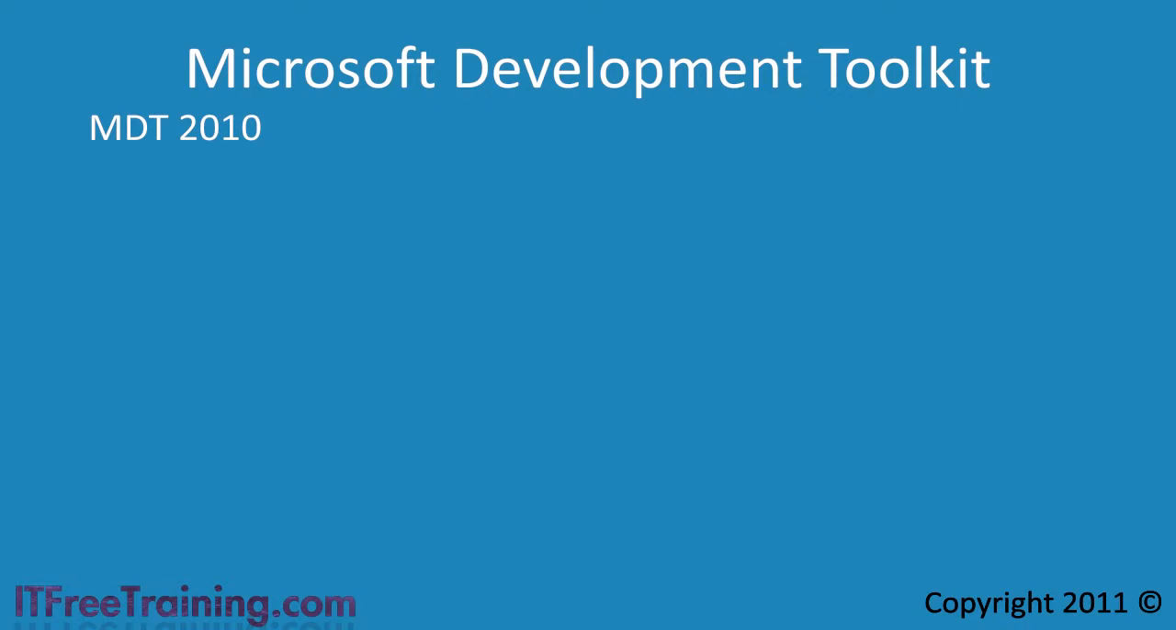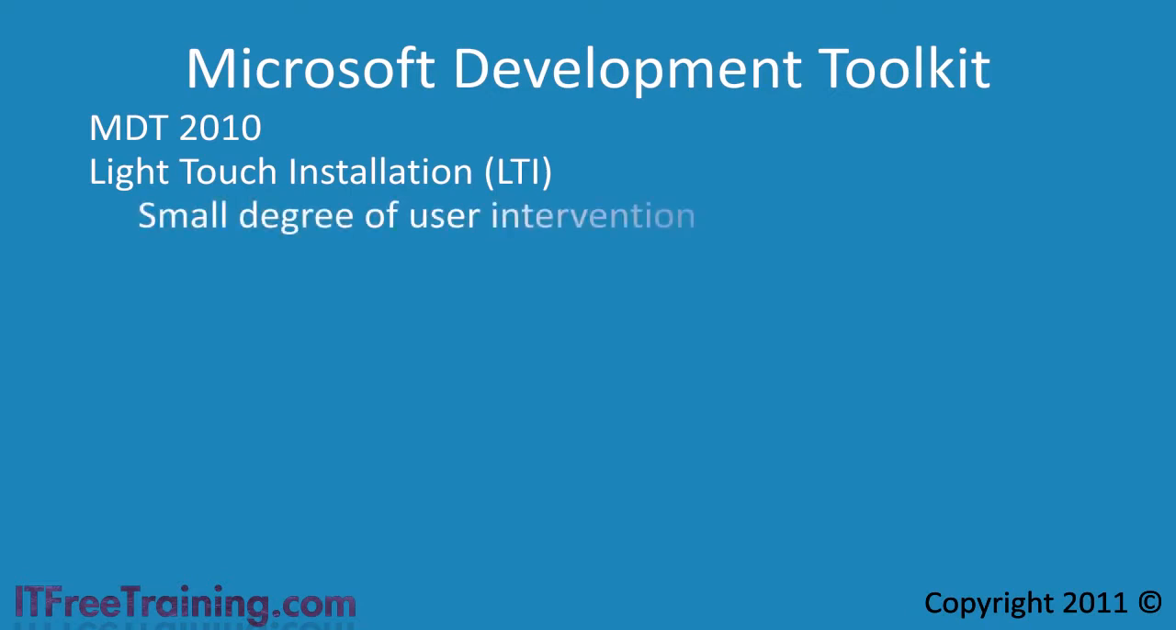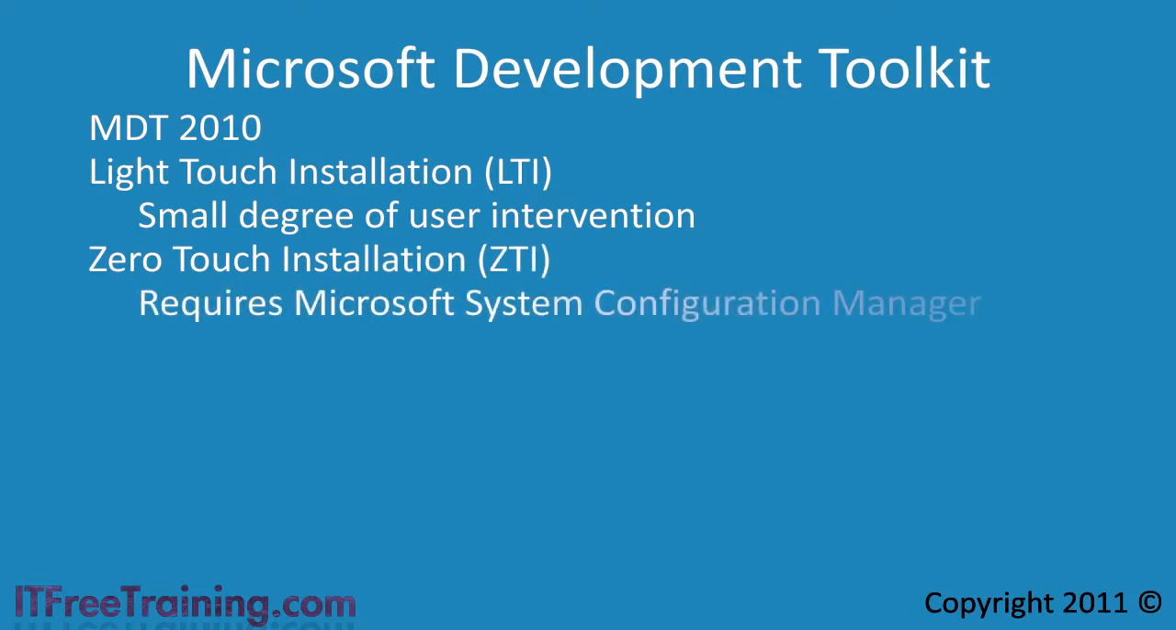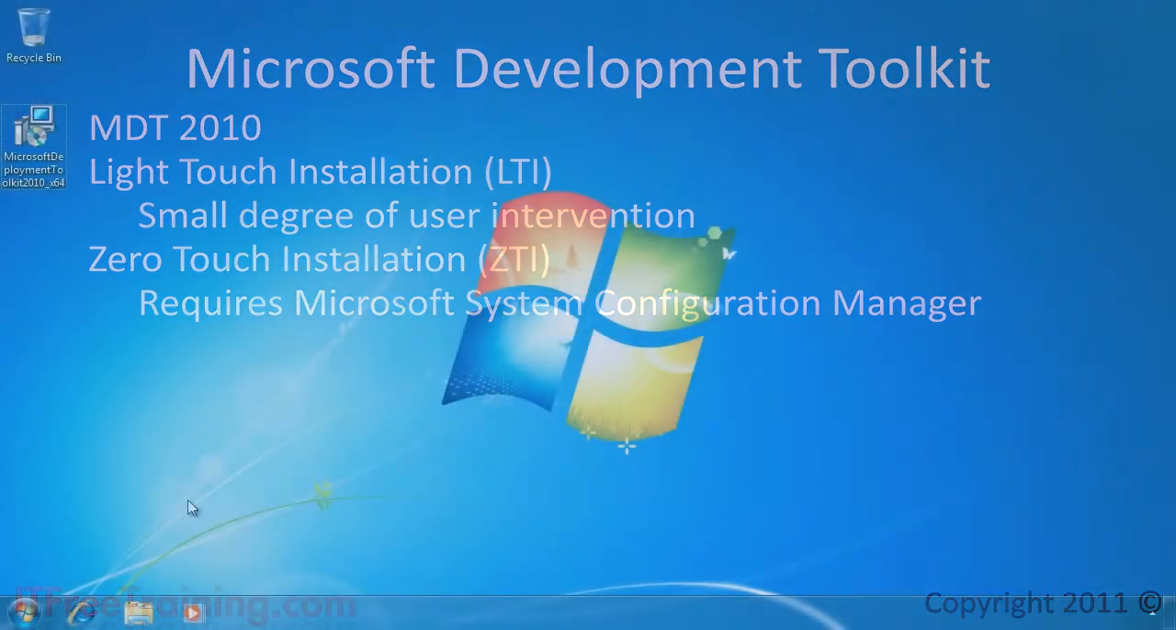MDT is a solution accelerator. Using it, there are two main methods for deploying Windows. The first is light touch installation. This method requires only a small degree of user interaction. When you use this method, you are given a series of menus to select what you want to install. If you want a completely automated install, you can use the zero-touch installation method. This method, however, does require Microsoft's System Center Configuration Manager, which is a commercial product. Let's have a look at how to use the Microsoft Solution Accelerator on a Windows 7 computer.